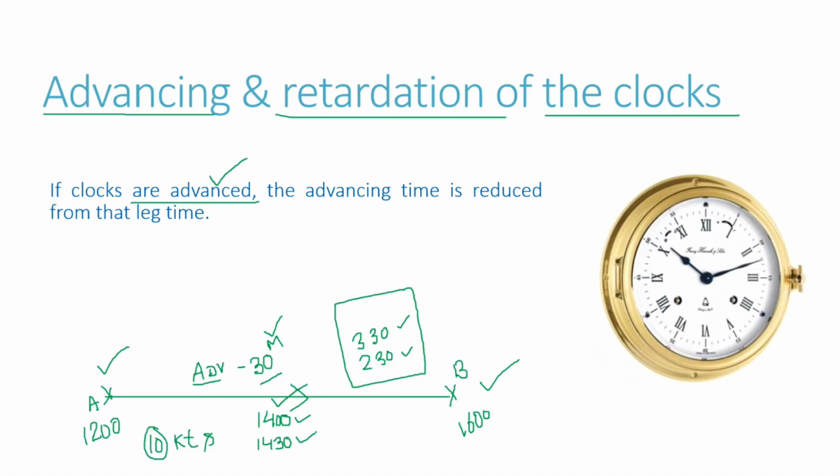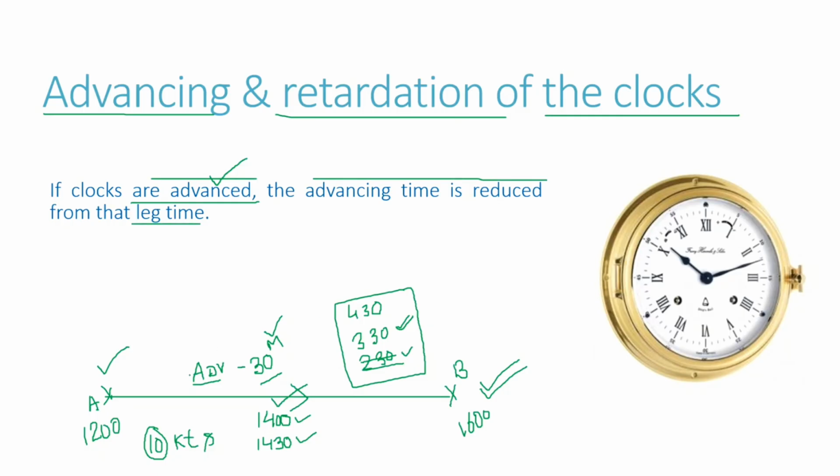Yes sir. If this 30 minute time interval becomes zero, has the time decreased or increased? It has decreased, sir. Right, very good. So the time period has decreased. Sorry, it is not 2:30, beta, it was 3:30 and 4:30, my mistake. So 3:30 hours will be the duration of time between 1200 and 1600. So whenever clocks are advanced, the advancing time is reduced from that lag time.